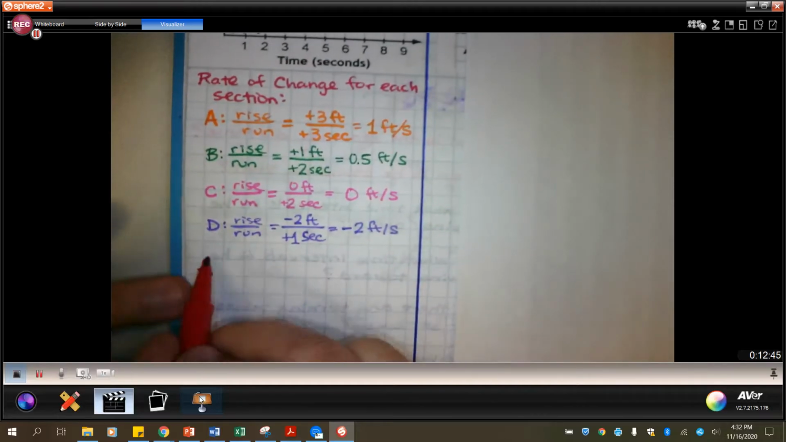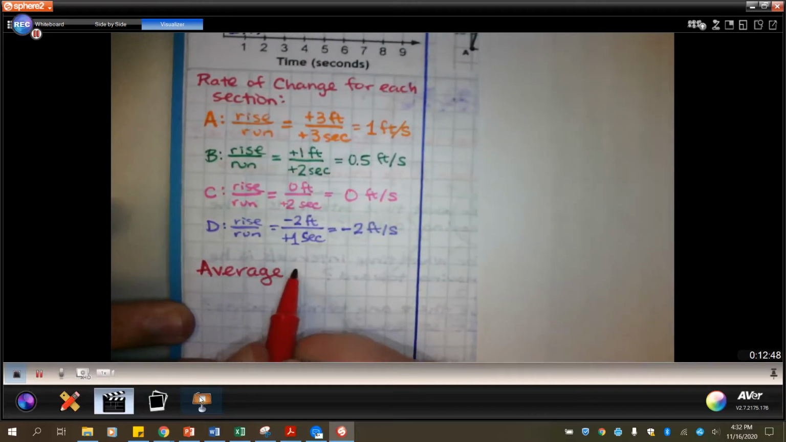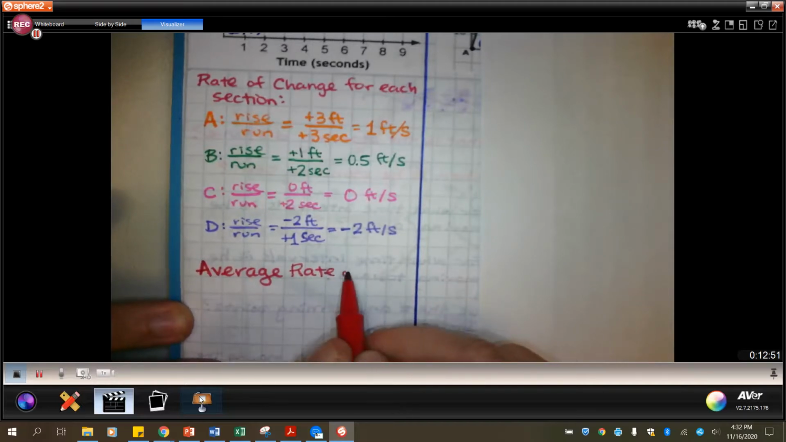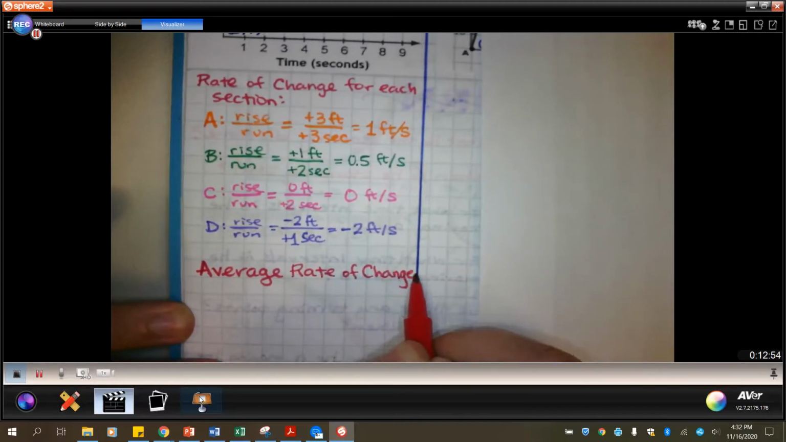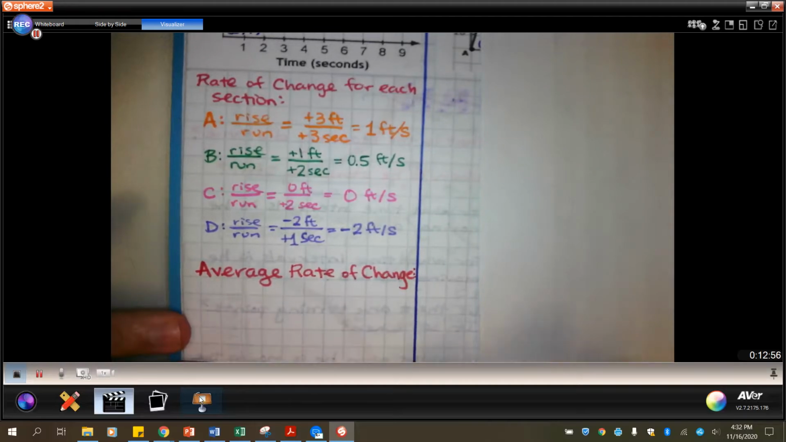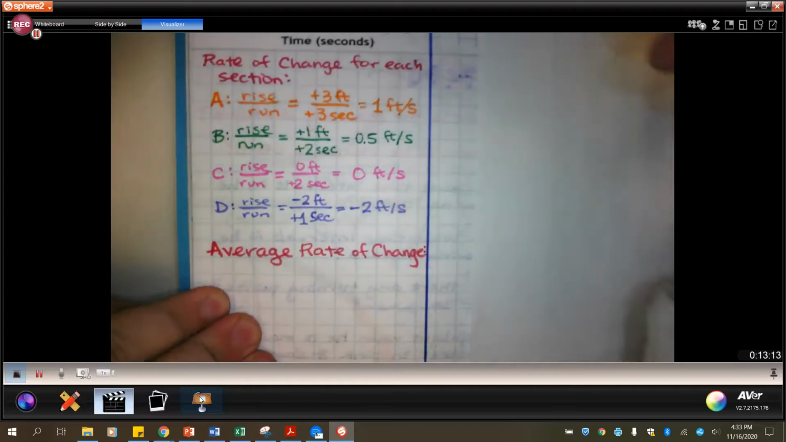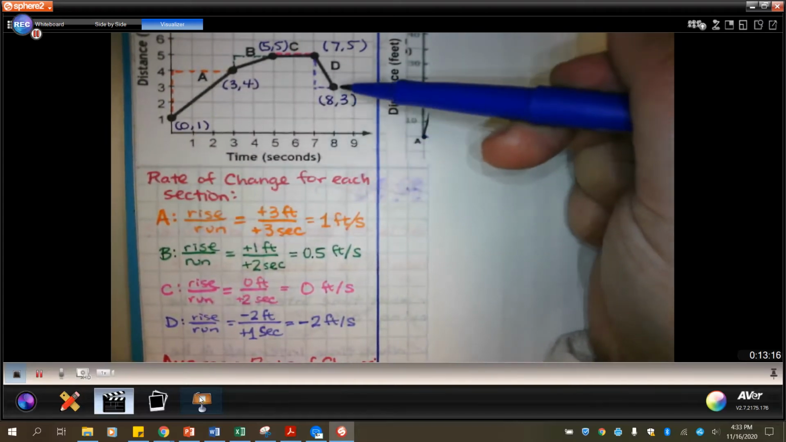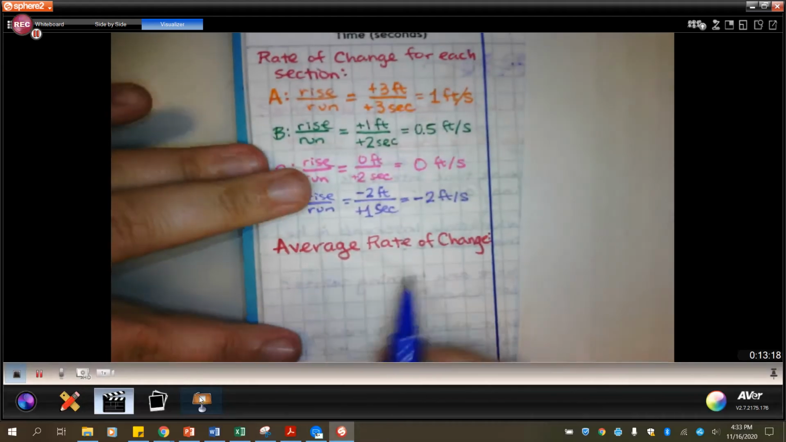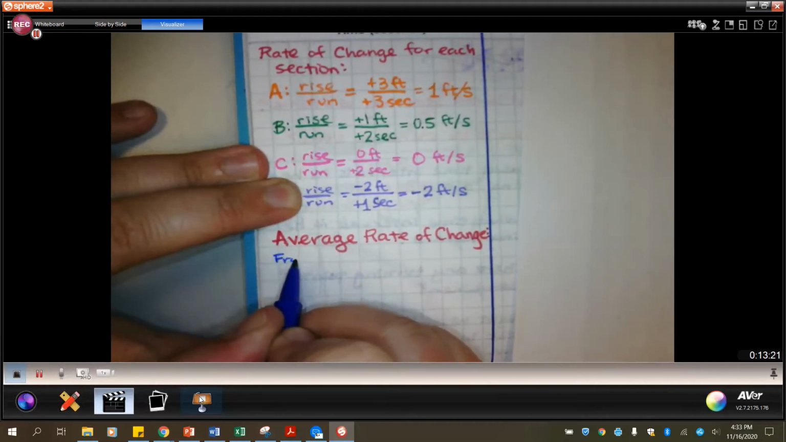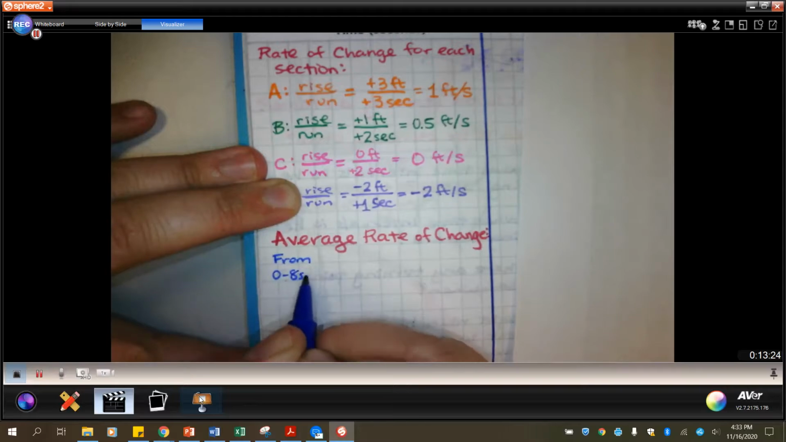So, average rate of change. Okay, so what I want to do is pick an interval because it's the change over an interval. So I'm going to go from the very beginning, 0 seconds, to the very end, which is 8 seconds. How do I know that? Because it ends right here, which is, if you draw a line down, that's 8 seconds. So let's do it from 0 to 8 seconds.